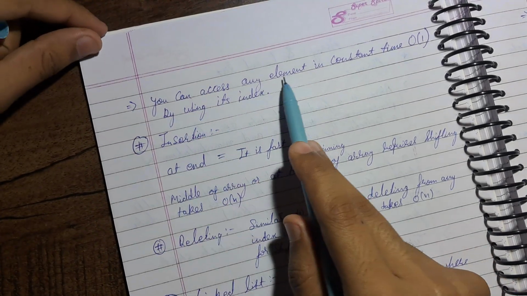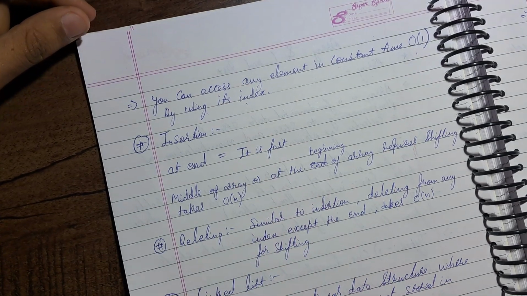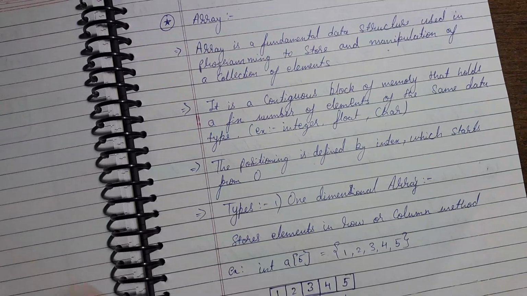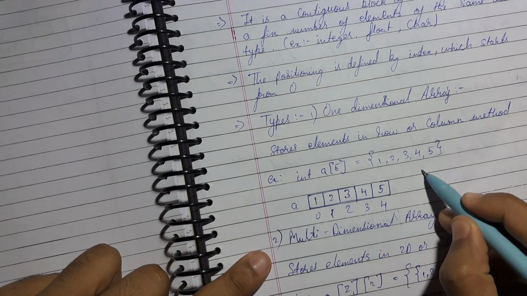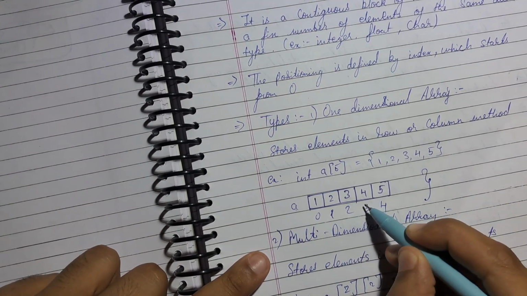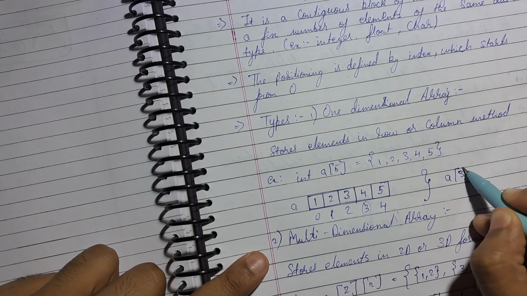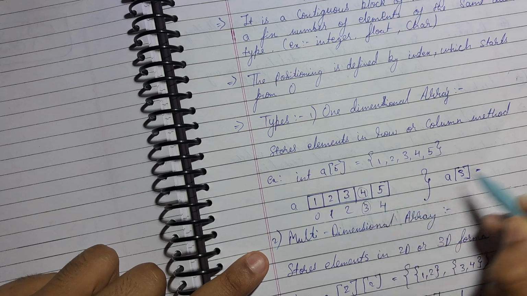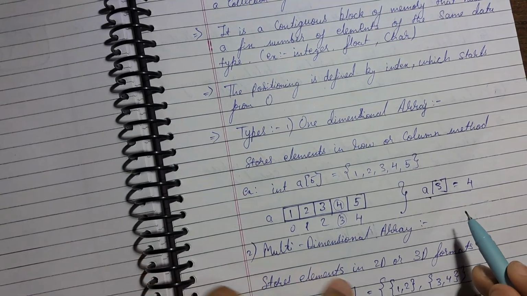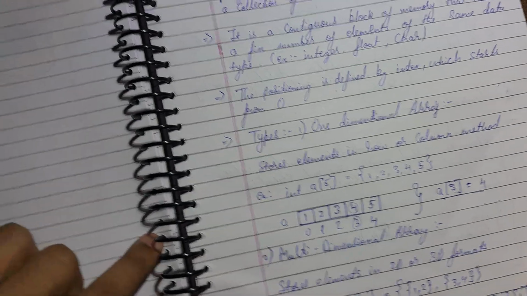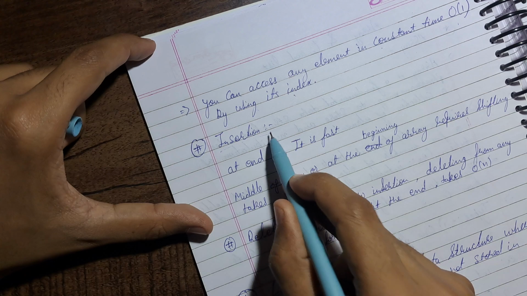Now you can access any element in constant time by using its index. For example, in the previous example, we have taken a. If I want to access the element which is present at third index, I will simply write a[3], and the element which we get is 4. So this is all done in constant time if you know the index of the element which you want to find out. Second is insertion.